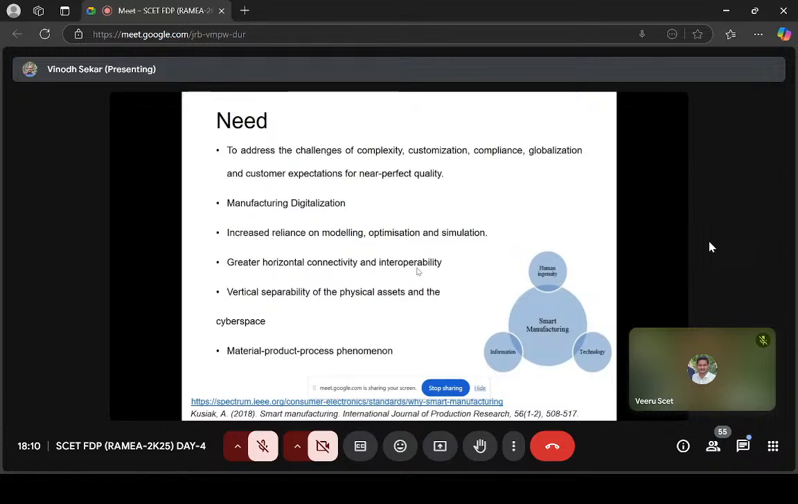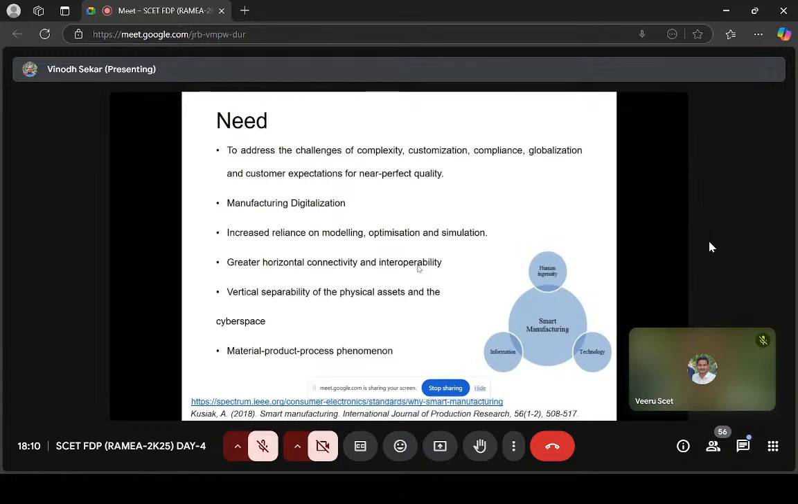Okay, in the context of smart manufacturing, when we explore the need for smart manufacturing, we need to deal with the challenges of complexity, customization, globalization, and meeting customers' expectations. And the focus is on digitalization of manufacturing. The systems rely on advanced modeling, optimization, and simulation modules with greater horizontal connectivity and also interoperability between the systems. And the interaction in terms of materials, product, and process phenomena is also gaining much importance.